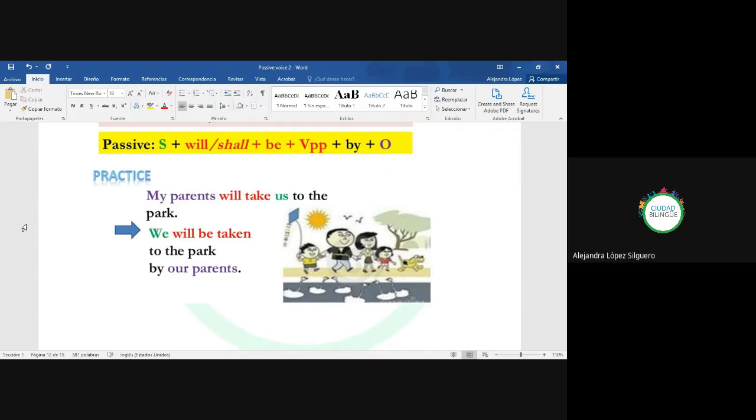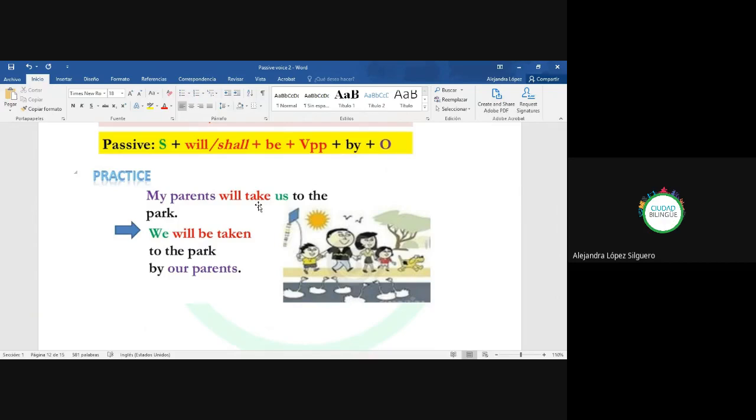Primero es el sujeto, estamos hablando de voz activa, sujeto, verbo, ¿cierto? Que es el will. Acá, entonces, digo el auxiliar will, el verbo, cuando hablamos en futuro, va en infinitivo. Entonces, acá el verbo take, como pueden ver, está en infinitivo. Tenemos el objeto que sería us, nosotros, y el complemento del lugar, to the park. My parents will take us to the park.